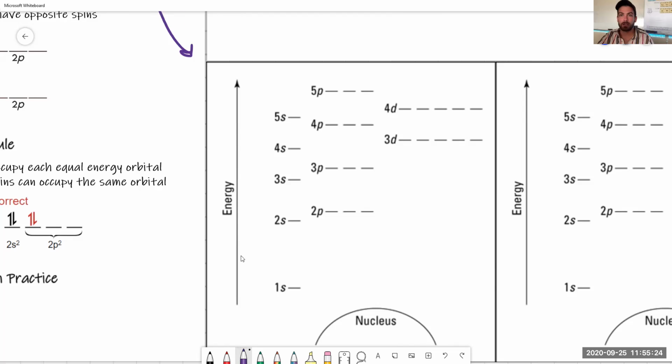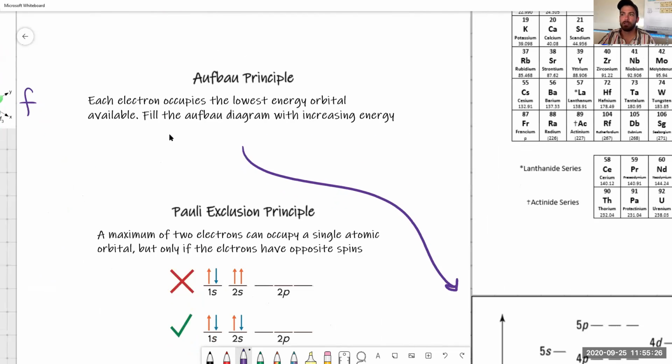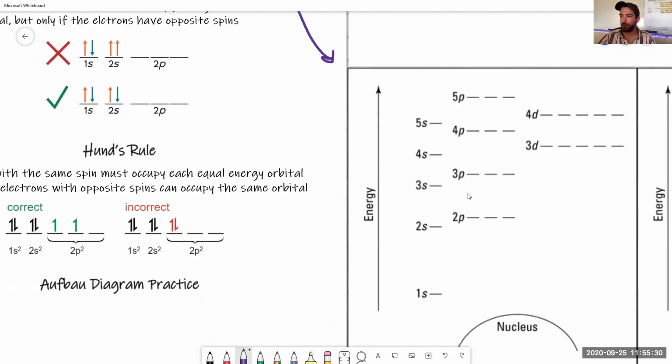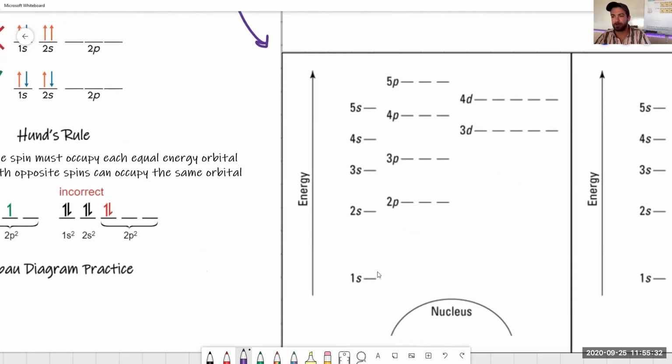But I need you guys to recognize that the Aufbau principle says that we're always going to start filling at the lowest energy. So we start with these down here. The electrons will go in at the 1s orbital and then go with increasing energy. Now, one thing that's important to notice, you go 2s, then 2p. You don't jump to 3s because, look, 2p is lower energy than 3s. So you go 1s, 2s, 2p.